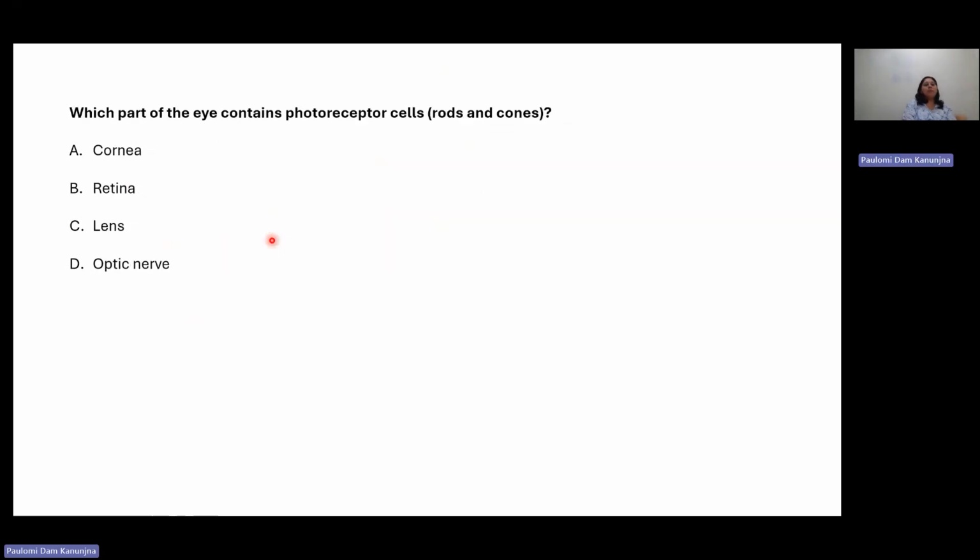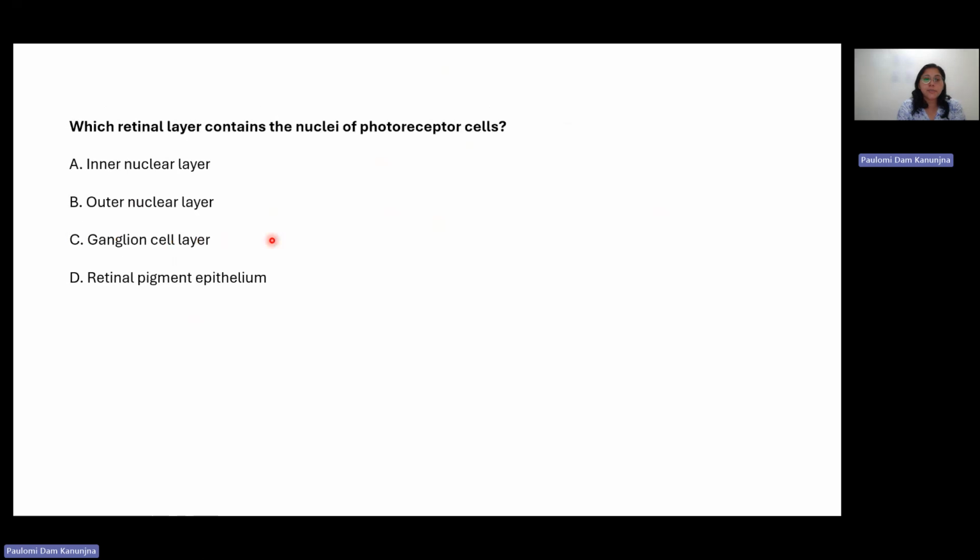Okay, next one. Now, easy question. Which part of the eye contains photoreceptor cells, which are basically rods and cones? We already know the answer to this is the retina, right? We have already discussed this. Okay, now, which retinal layer contains the nuclei of the photoreceptor cells? Basically, where do you have the photoreceptor cells? Inner nuclear layer, outer nuclear layer, ganglion cell layer, or retinal pigment epithelium.